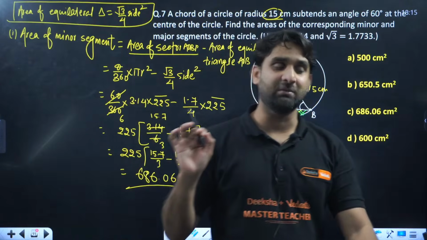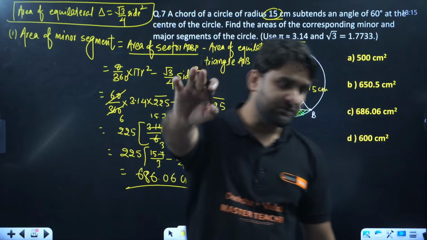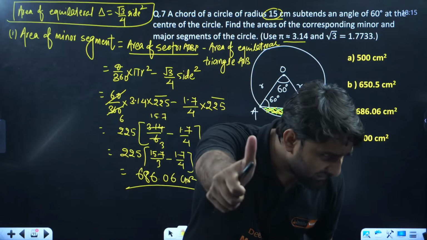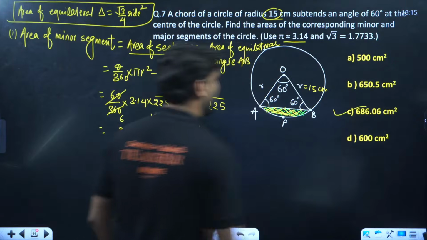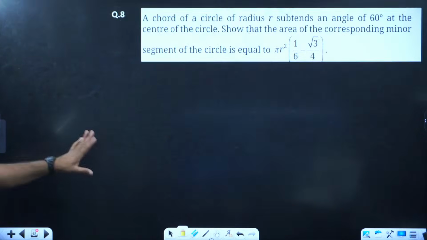686.06 centimeter square will be the answer. Is it clear to you guys? Confirm? So option number C will be the correct answer. Moving ahead, you guys can find out the major segment.